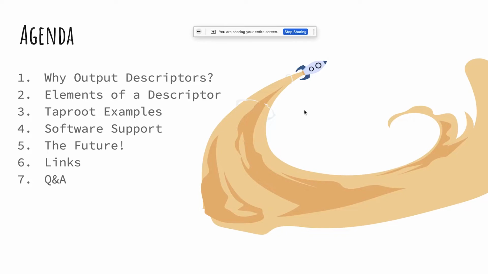And then I'll just talk a little bit about what software currently supports Taproot descriptors, at least the ones I know about. And I'm actually looking for anybody that knows any other tools that can make descriptor wallets with Taproot. And then a little bit about the future. I think some of it's already been covered, so I may not go into it too much. And then just some links, and we can have Q&A.